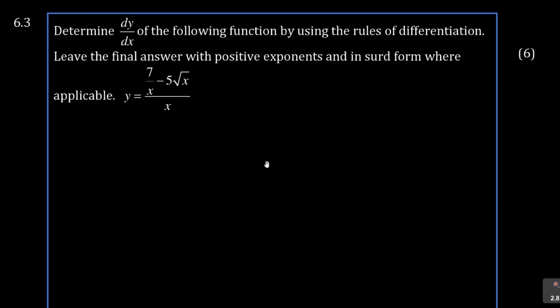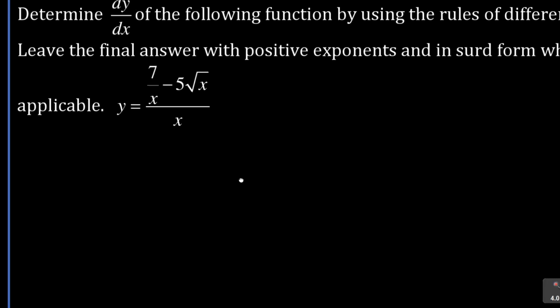You cannot differentiate when things are still mixed up. Please, you can only differentiate when you've got single exponents. Now, look at this. Determine dy over dx of the following function by using the rules of differentiation. Leave the answer with positive exponents and in surd form where applicable. Look at this guy. y is equal to that. 5 root x divided by x.